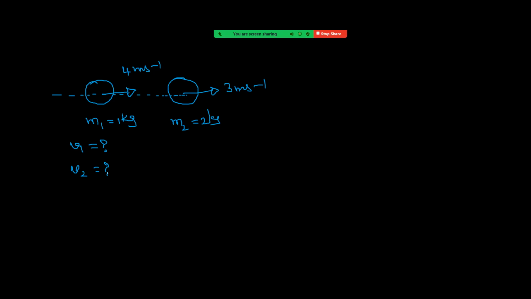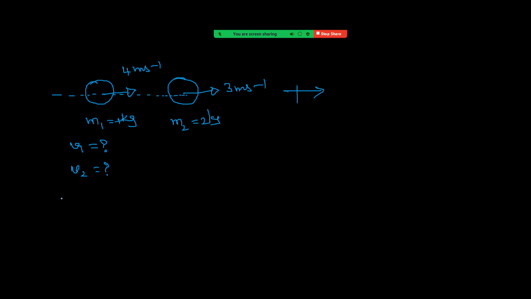So first we apply conservation of momentum, because no external force is acting on the system. The force by this body on the second body, or by the second on the first, becomes an internal force. Because of these forces, their momenta change, but the total momentum of the system does not change. So let us take right as positive.